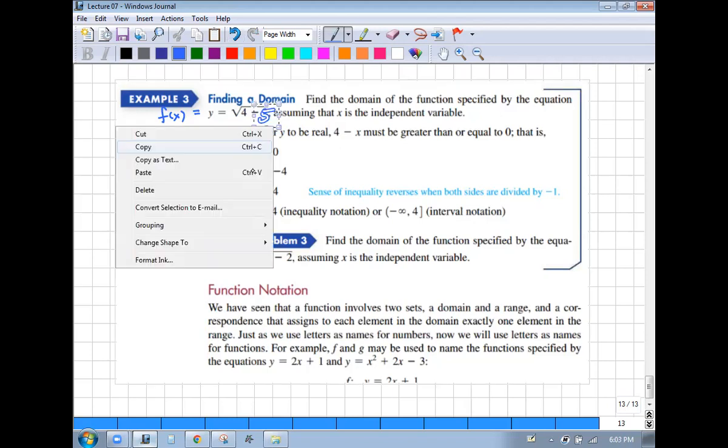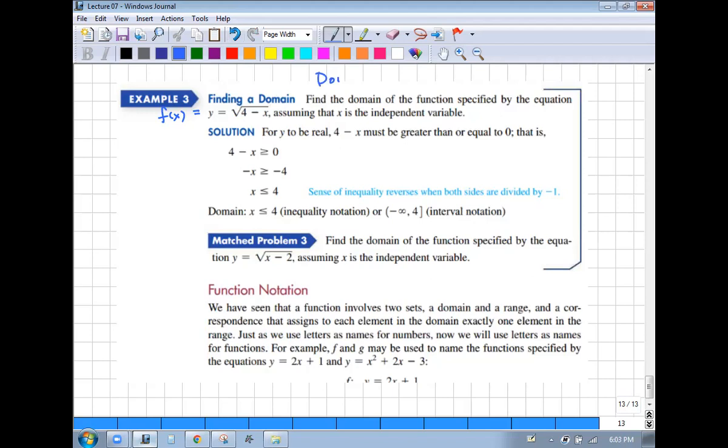So I would say the domain, x has to be smaller than 4, right? 4 minus 4 is 0. So I'd say x has to be smaller than or equal to 4. That's the domain, okay?